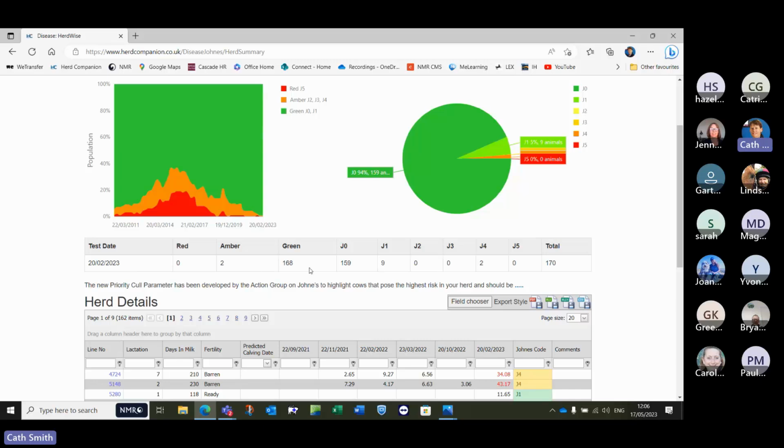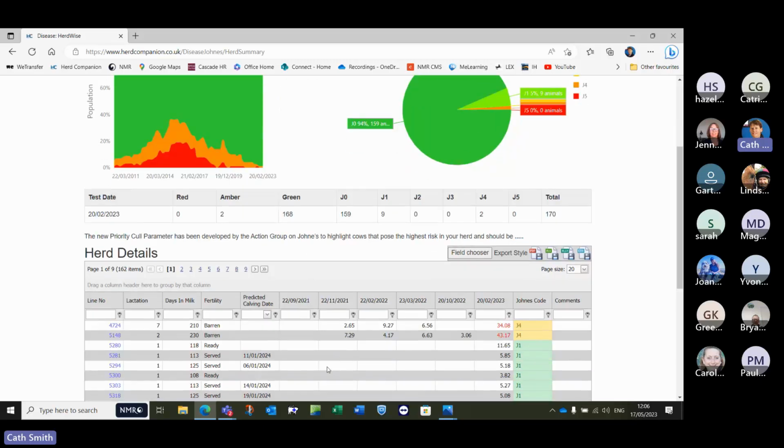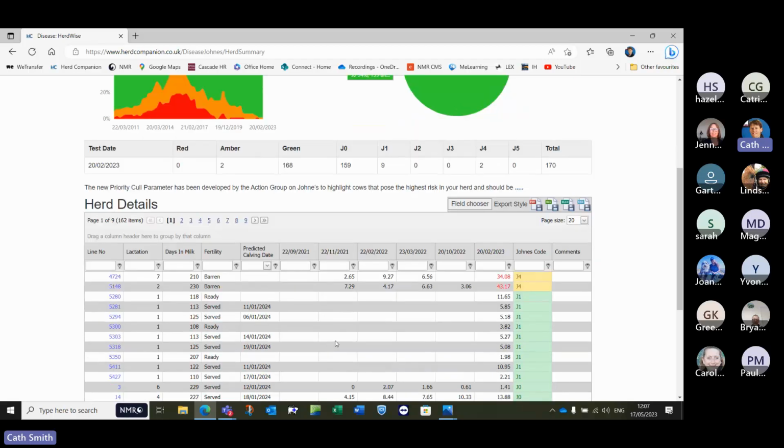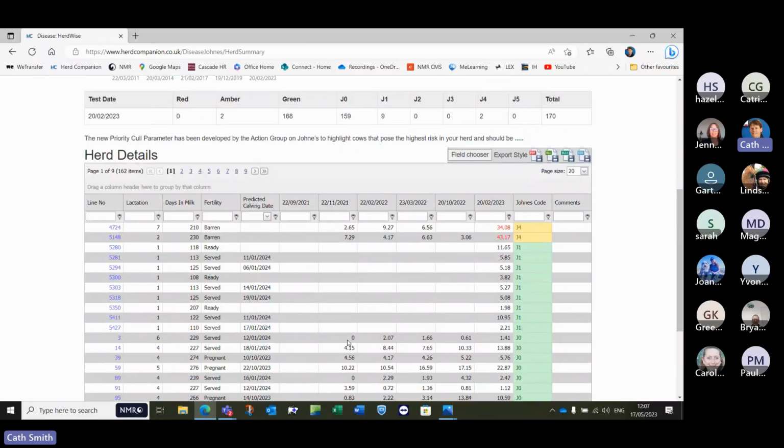Sometimes the numbers here don't equate to the animals here. That is because you may have sold an animal since they were tested. So, since February, we may have got rid of one or two, which then aren't displayed on this bottom table. So that's the only thing that would be a discrepancy.